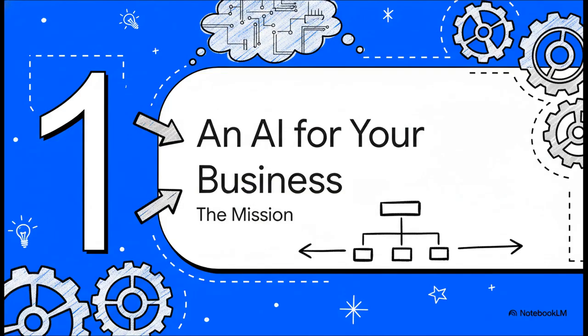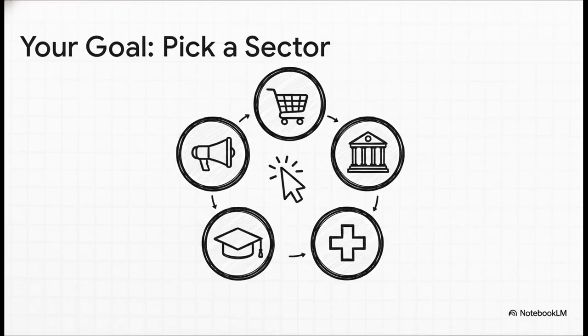Okay, first things first. Every good project needs a clear mission, right? So for this, I want you to put on the hat of an AI consultant who just got hired by a small business. Your goal is actually pretty straightforward. Design a simple AI assistant that can handle one specific real-world task. And to keep things tangible, you're going to pick a business from one of these 5 areas: retail, banking, healthcare, education, or marketing. This keeps the whole project super focused and practical.